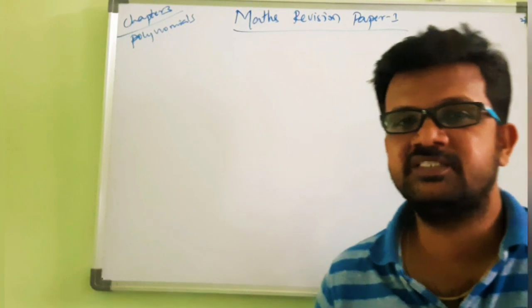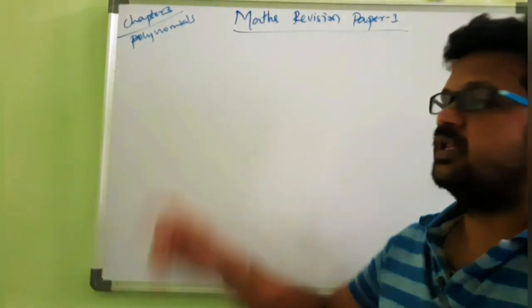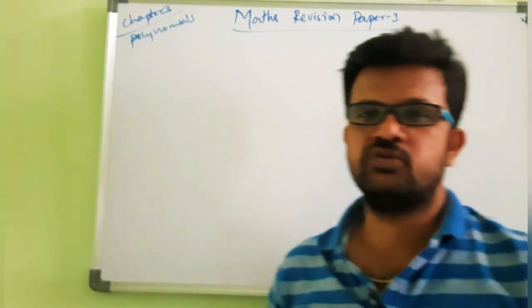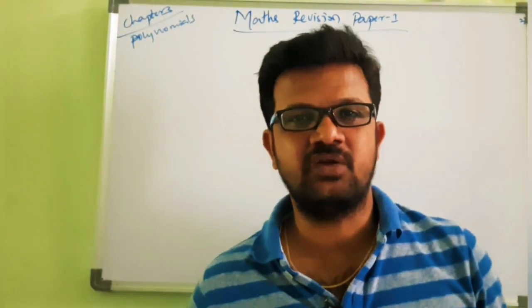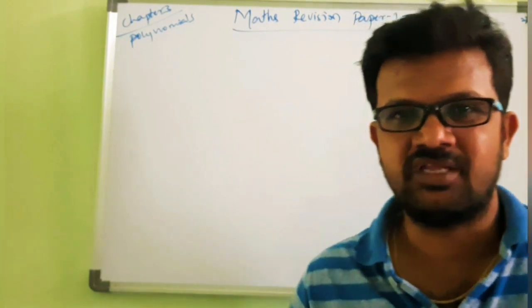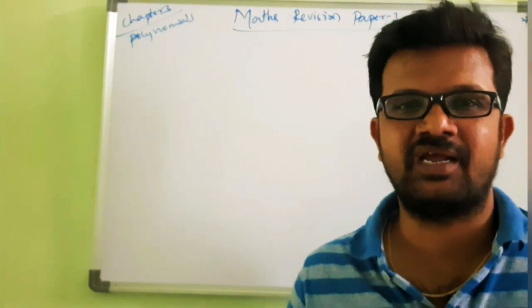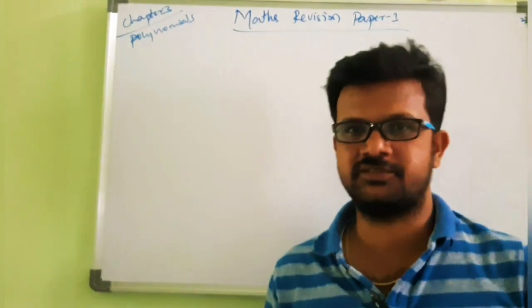Next, the third chapter is polynomials. In polynomials, as usual, you know that the graph question is compulsory, a 4 marks question. Every time they are asking a quadratic polynomial only: draw the graph of the quadratic polynomial, hence find the zeros. That is a 4 marks question.